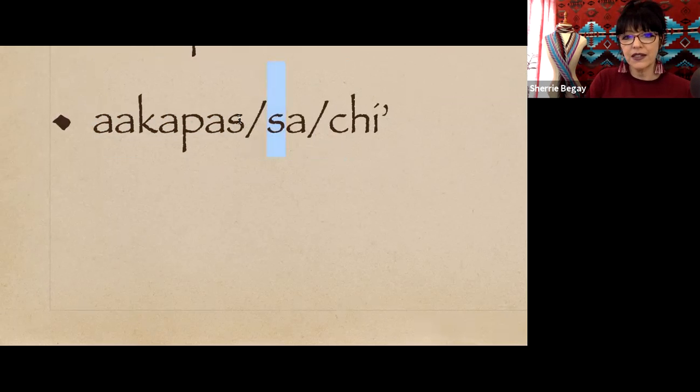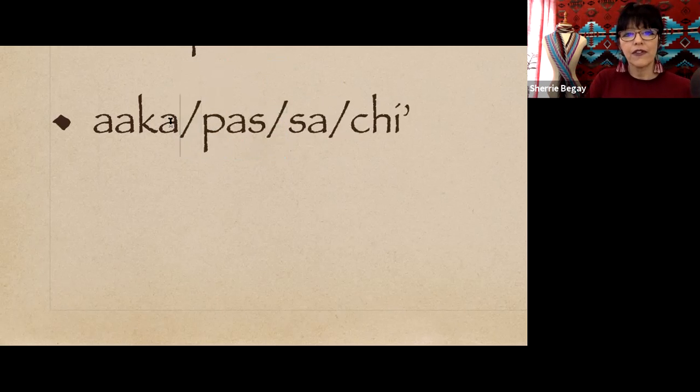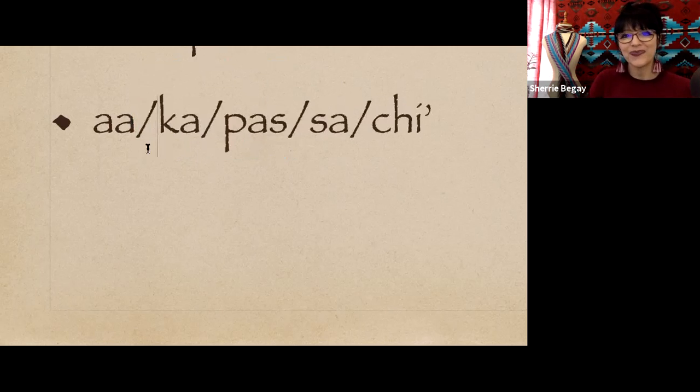Vowel, consonant, slash. So these S's didn't stay together. Just goes right after that. Vowel, consonant, slash, vowel, consonant, slash. Okay, we're done. We're at the front of the word, and all we have is a long vowel at the front. So ah, like father, a, ka, pas, sa, chi. Akapasachi.